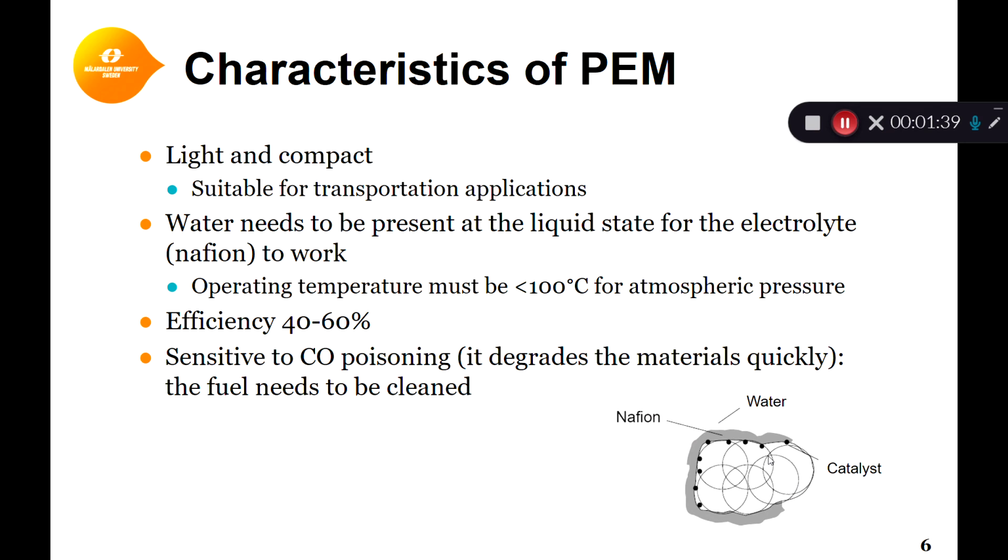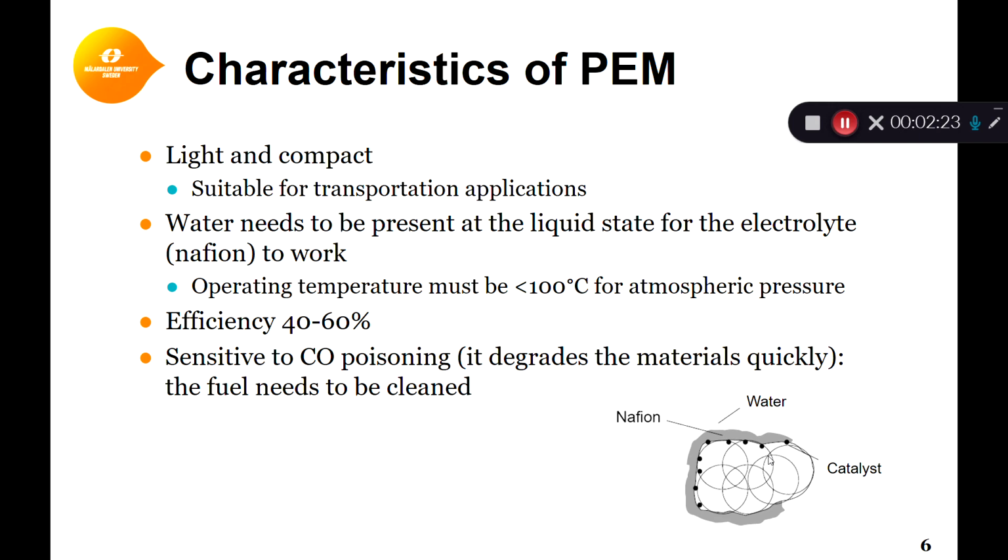One important characteristic of this fuel cell is that for the electrolyte to be conductive to hydrogen protons, water needs to be present in liquid state around the electrolyte at all times. For this reason, if the fuel cell operates in atmospheric conditions, the temperature needs to be lower than the water boiling point. This is why normally this fuel cell operates around 40 or up to 80 degrees C. Another important characteristic is that it's very sensitive to even small traces of carbon monoxide, which degrades the material very quickly. So the fuel needs to be pre-processed and clean.